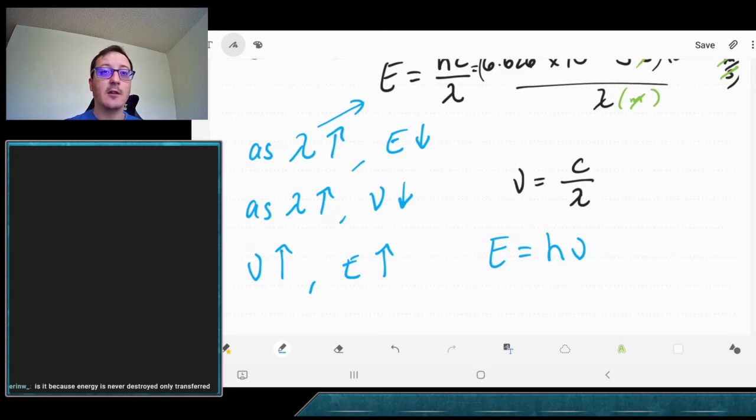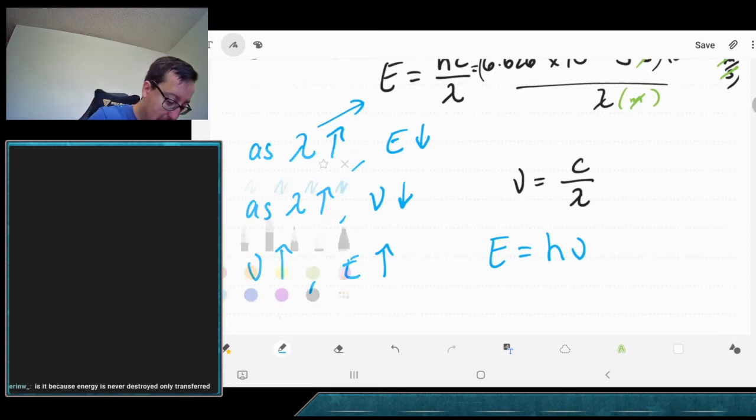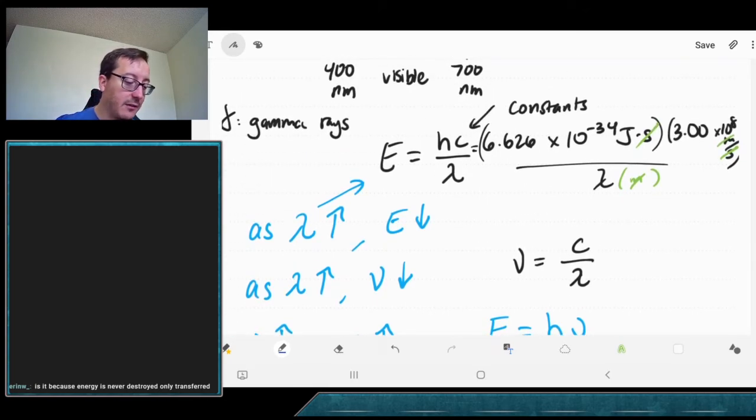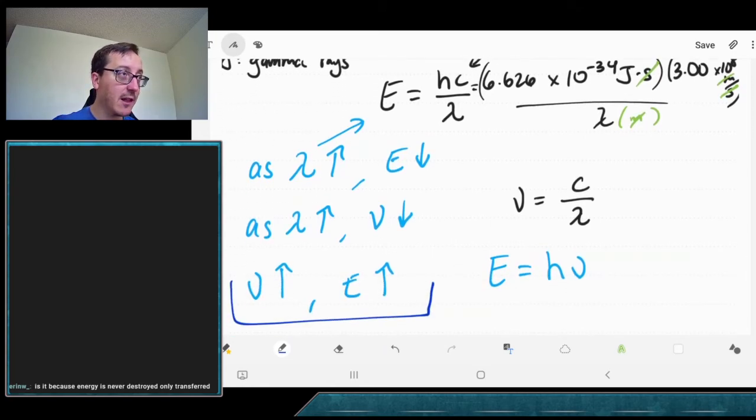Exciting. So we're not going to need to use these equations, but this is what I want you to know from this. These are the important relationships between wavelength, energy, and frequency. Those are the important bits here. I don't need you to learn these constants. I don't even want you to use these equations. I want you to understand the relationships between wavelength, energy, and frequency.